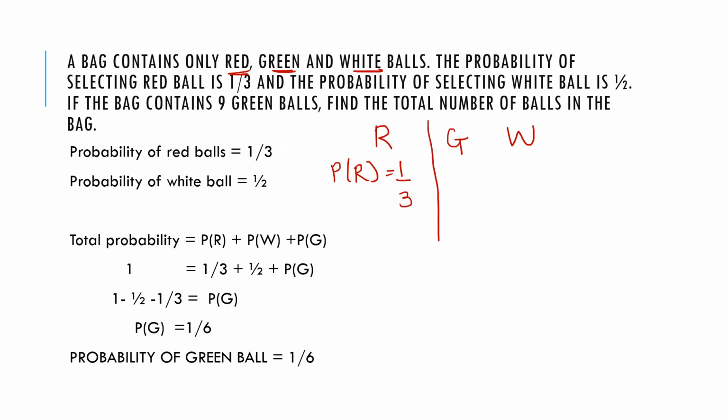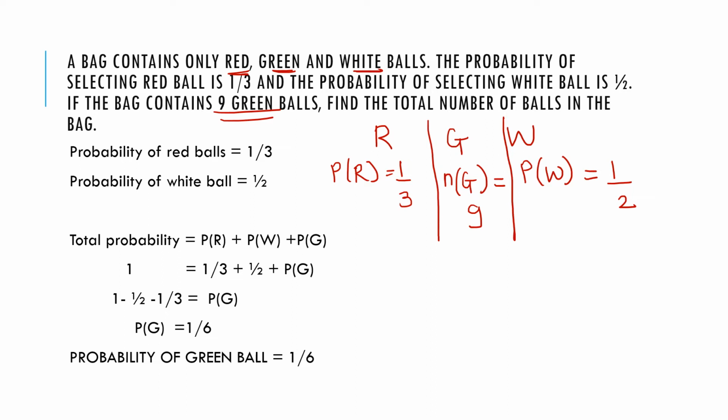Next, the probability of selecting a white ball, let us denote it by P of W. This data is given to me as 1 by 2. Next, the bag contains 9 green balls, which means we don't have the probability of green balls. We have only the number of green balls, which is 9. And they have asked us to find the total number of balls in the bag, as in the red, green and white balls.